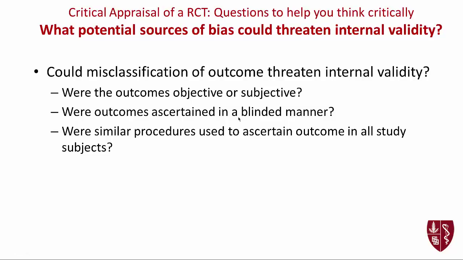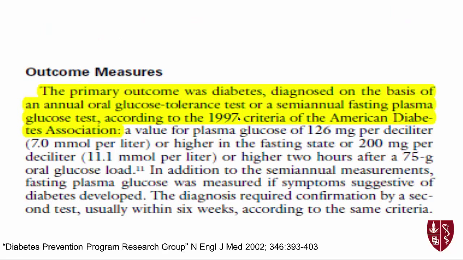It's not very clear from the paper, but my guess is they do mention that they do not make the subjects or the investigators aware of these levels unless they tread into values that determine that the patient now has diabetes, in which case you do have to inform the patient. And one would assume, the way the study was done, that similar procedures were used to ascertain the outcome in all study subjects. So here's a little bit from their methods section where they describe the outcome measures, where they tell you that the primary outcome, diabetes, was diagnosed on the basis of the annual oral GTT, glucose tolerance test, which is considered the gold standard, or the semi-annual fasting plasma glucose.